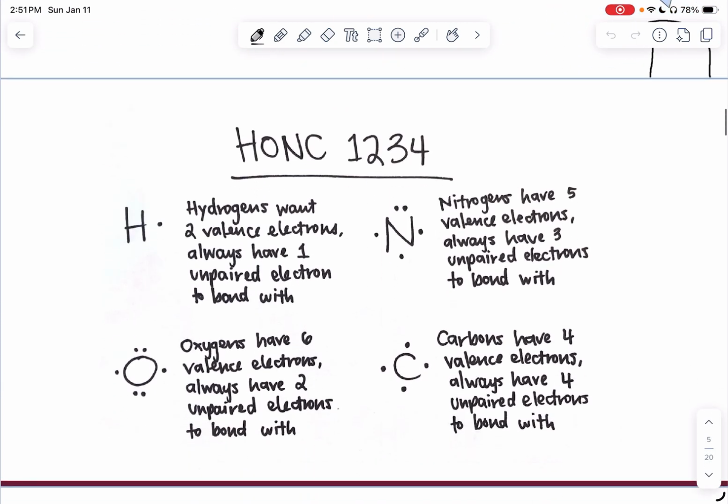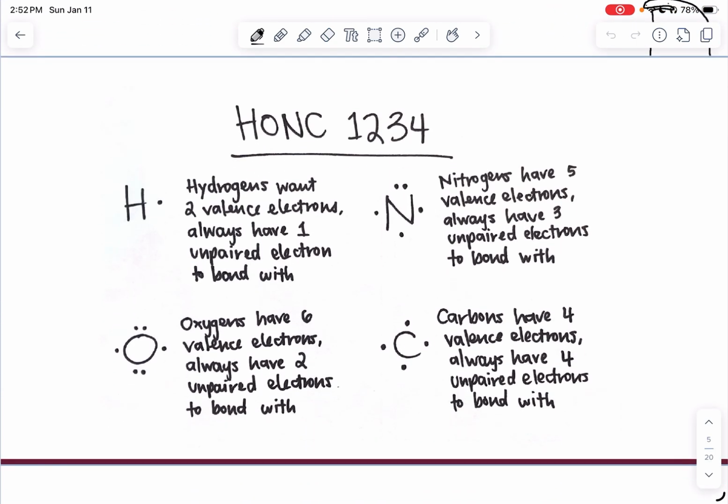All right, so before I get started, I want you guys to be familiar also with this little shortcut that is sometimes referred to as HONK 1234. So what this means is that there are some patterns, and you've already seen this with your single bond Lewis structure drawings. We have seen already that hydrogen likes to have just one bond, right? It only has one valence electron. So to get its duet, it's going to just form one bond and then it's done.